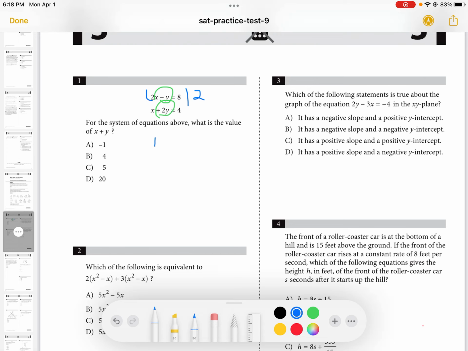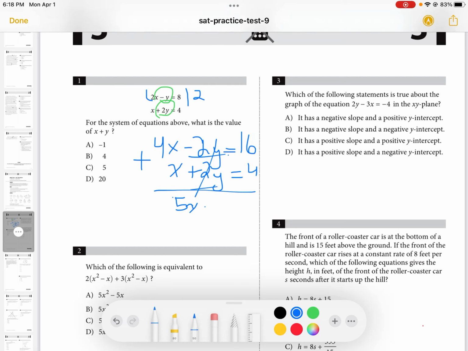So if we do that, we get 4x minus 2y equals 16, and then x plus 2y equals 4, right? Now if we add the two equations, notice how the negative 2y and the 2y cancel. So we're just left with 5x equals 20 and x is equal to 4.